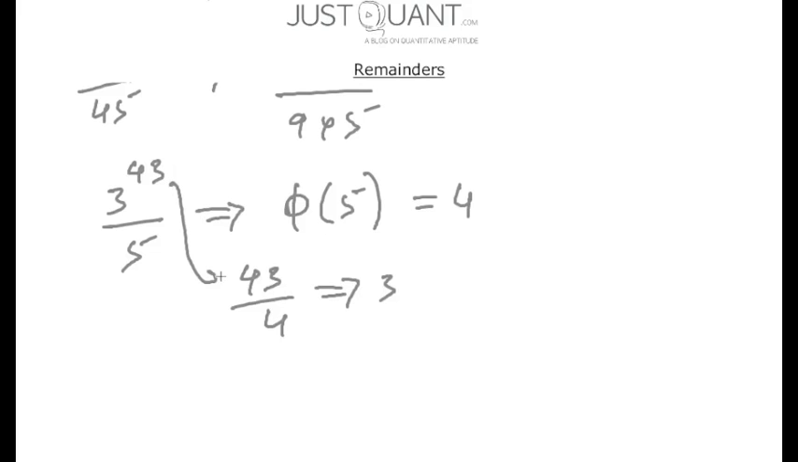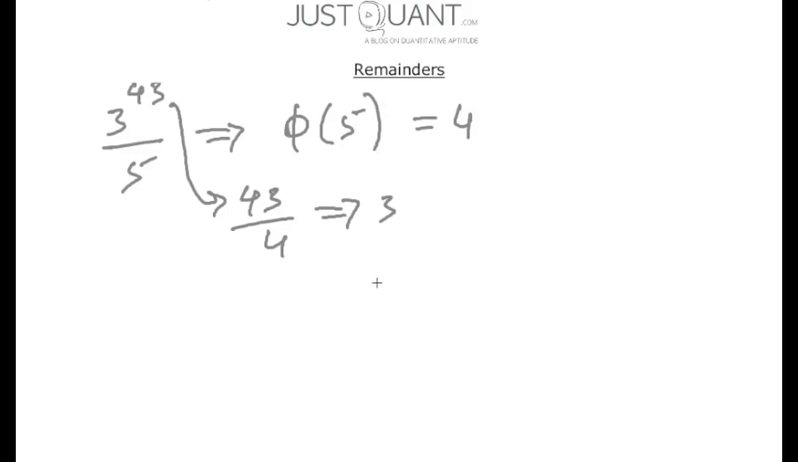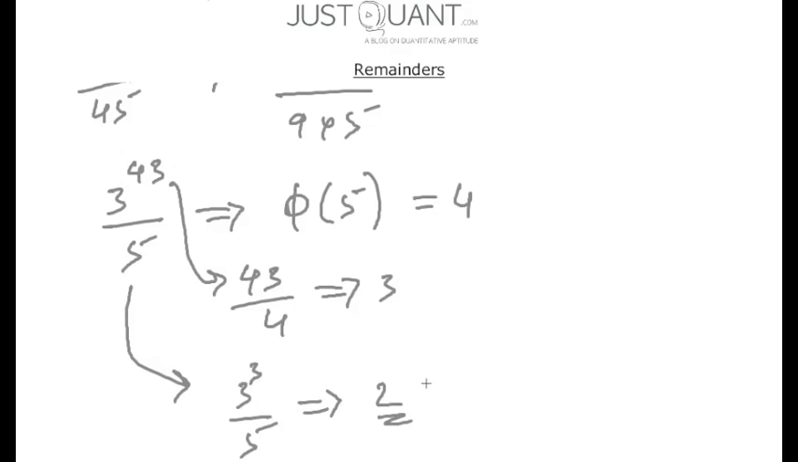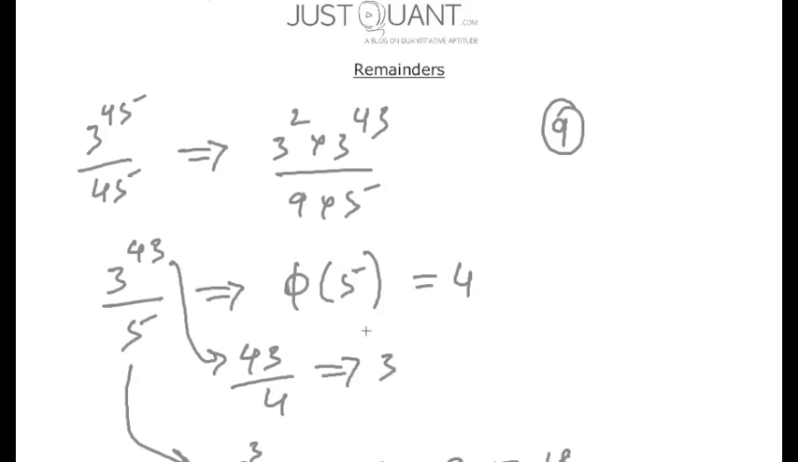We divide the exponent 43 by 4, which gives us a remainder 3. So our 3 to the power of 43 by 5 now becomes 3 to the power of 3 by 5, which gives us a remainder 2, right? So now that we have this remainder, we multiply this with our common factor 9 to get our actual remainder. So 18 forms the remainder of 3 to the power of 45 by 45.